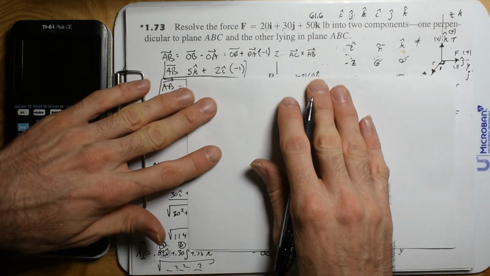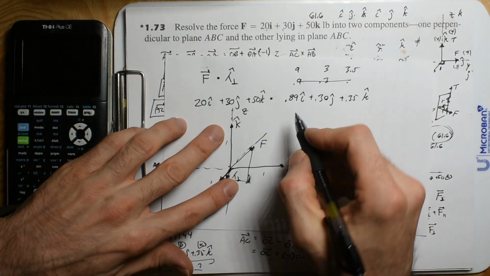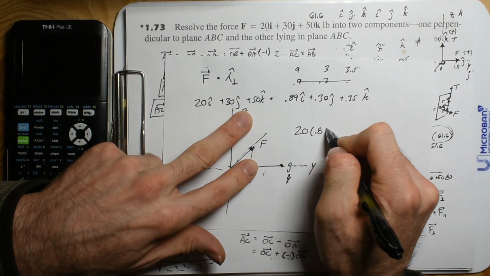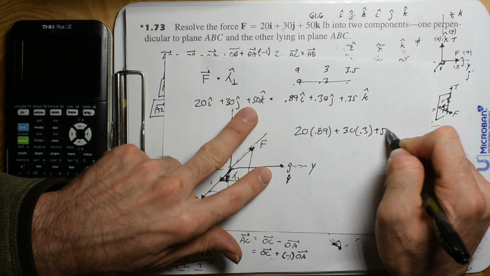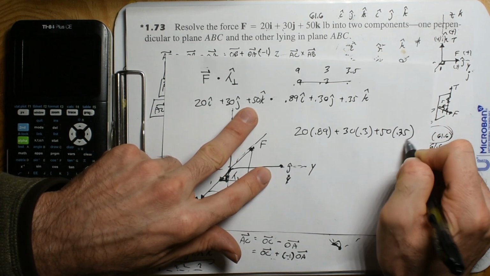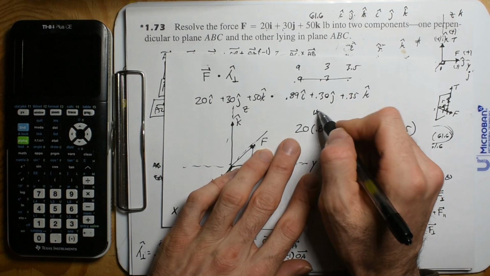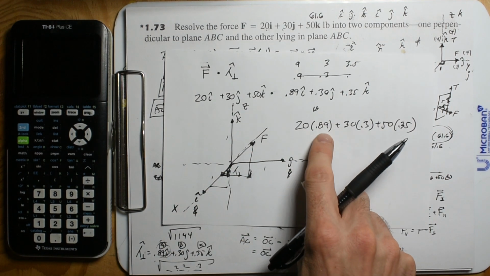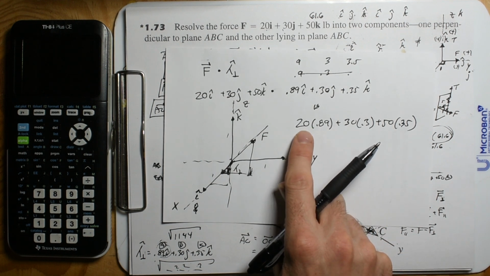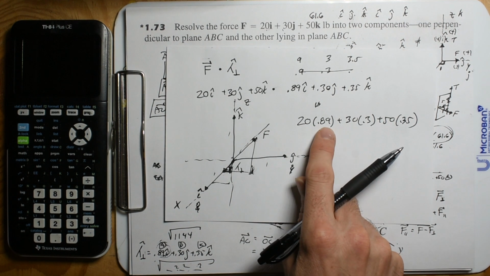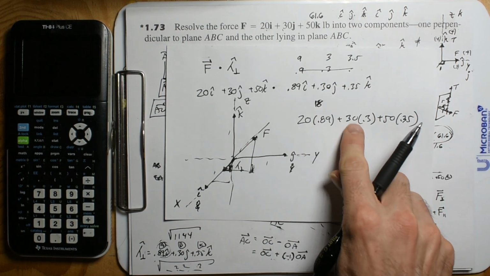Super simple. Here's our two vectors, and we're going to have 20.89 plus 30.3 plus 50.35. And this is where I've got to get better at guesstimating. This looks about 20, maybe 18. And how do you tell? This is 90%. What would be 90% of 10? That would be 9. What would be 90% of 20? 18. So sweet, I got 18 there.